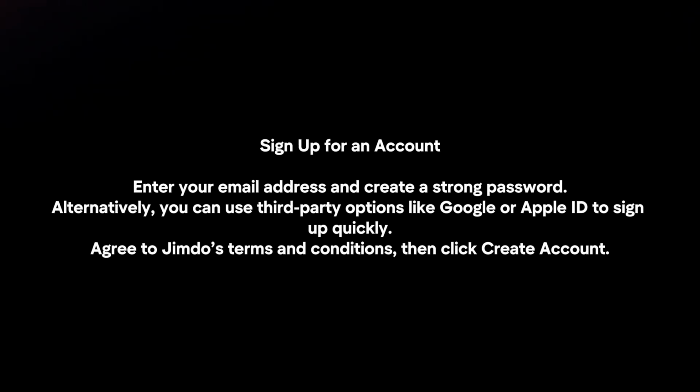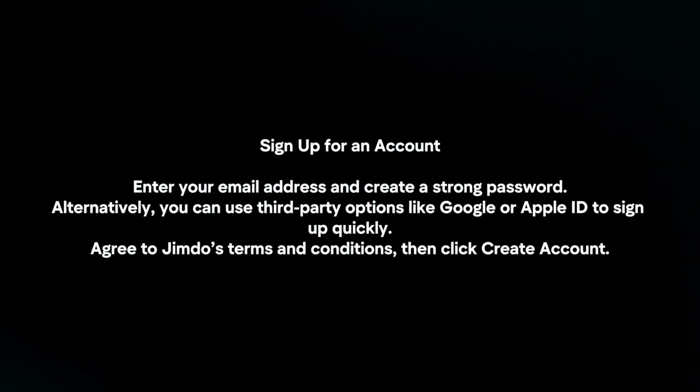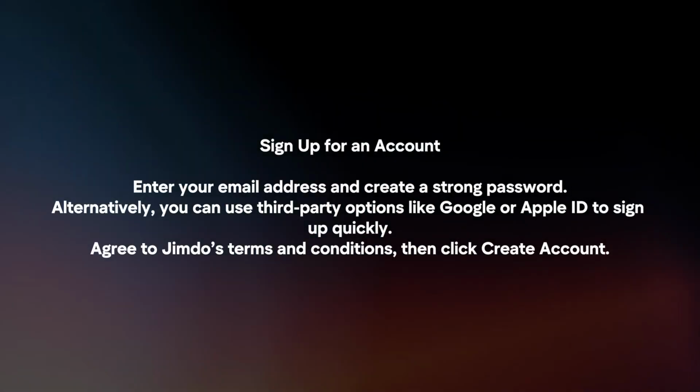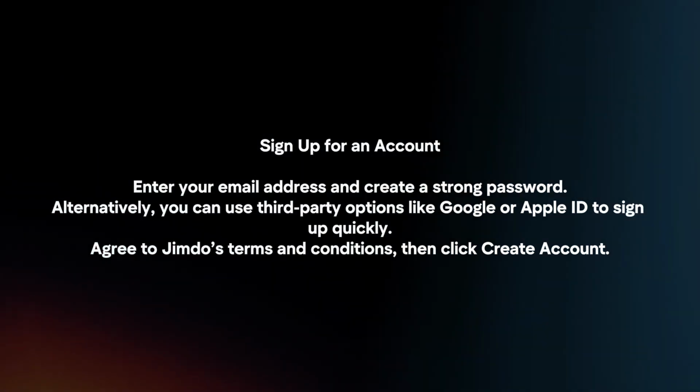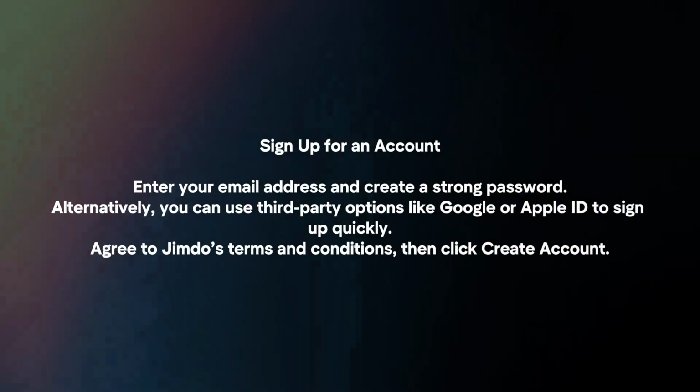Sign up for an account. Enter your email address and create a strong password. Alternatively, you can use third-party options like Google or Apple ID to sign up quickly. Agree to Jimdo's terms and conditions, then click Create Account.